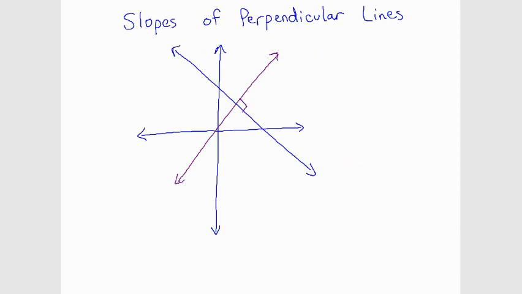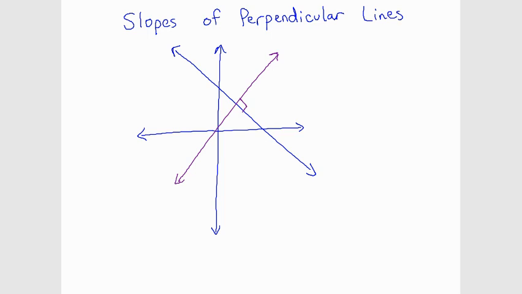Let's go ahead and talk about the slopes of perpendicular lines. So in this diagram, I've got two lines. I tried to draw them or sketch them so that they are perpendicular, and I've marked the right angle. Perpendicular lines intersect to form right angles.